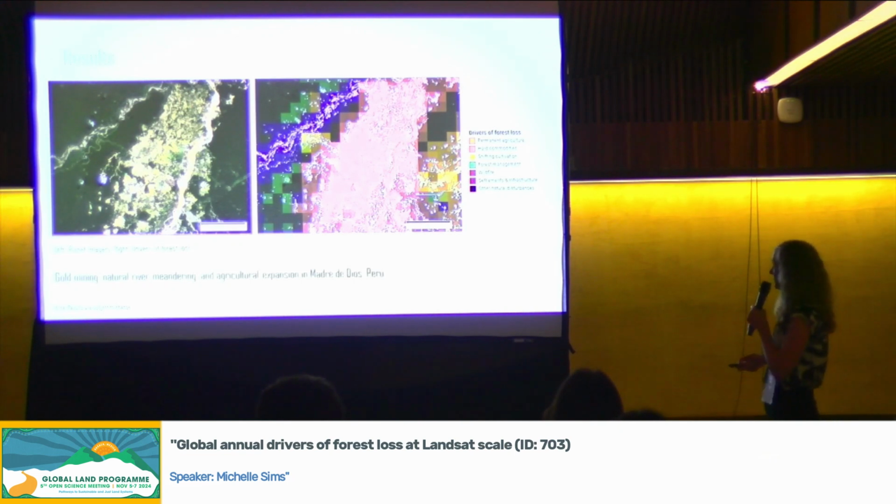So here's a region in Peru. In the middle, this pink area is gold mining. On the left in blue is natural river meandering, and on the right is agricultural expansion.